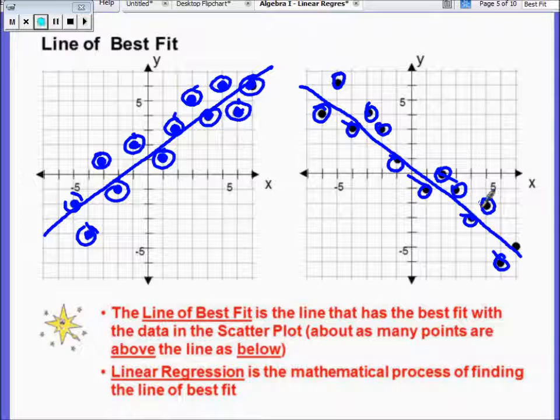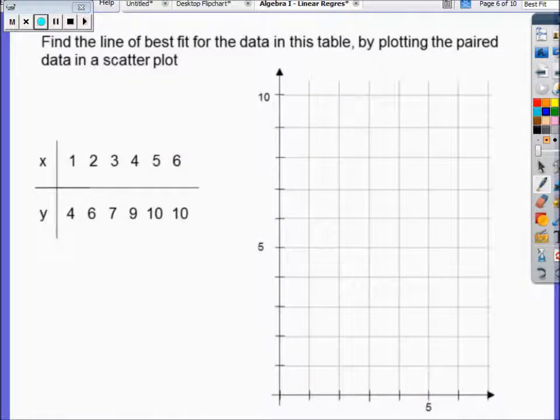But you have to know, when you do it by hand, the goal is to get as many points above the line of best fit as you have below the line of best fit. So our last definition today is linear regression, and that's the mathematical process of finding the line of best fit. So let's look at an example.